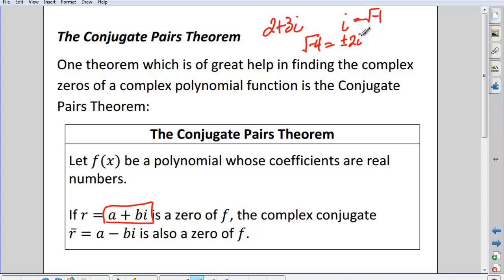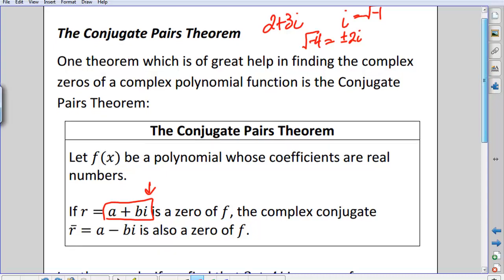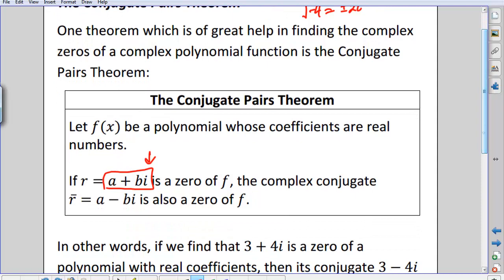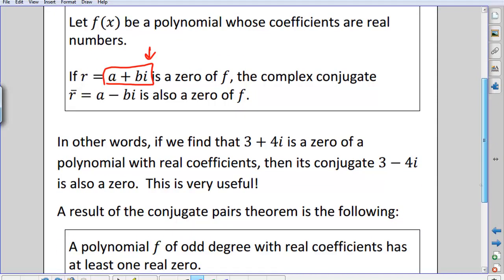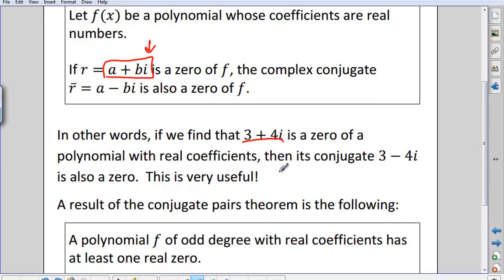Here, if a plus bi is some zero of the function, then its conjugate, a minus bi, is also a zero of the function. All we're doing for the conjugate is changing the sign of the imaginary part. So if 3 plus 4i is a zero of the function, 3 minus 4i is guaranteed to also be a zero.